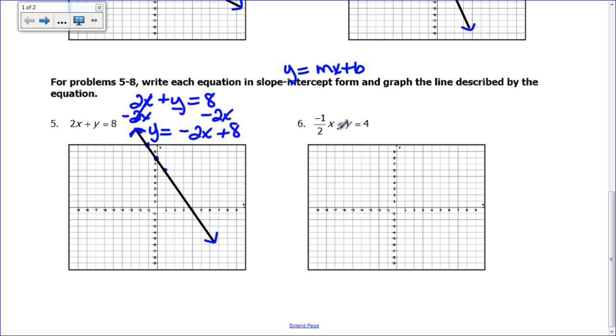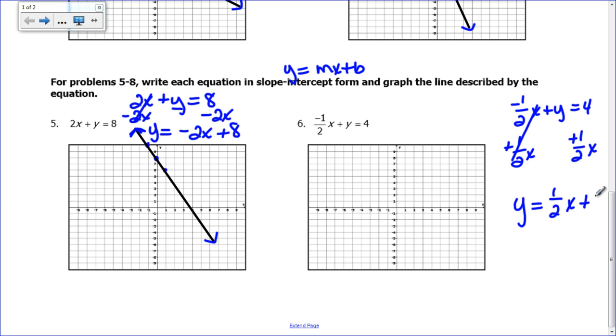So let's try number 6. I want this y by itself, so I am going to do it over here. I have -1/2 x plus y equals 4. Well, I've got to get rid of this -1/2 x. The opposite of -1/2 x is +1/2 x, so I'm going to add it to both sides. So I end up with y equals, I'm going to put the x term first, 1/2 x because it was positive, plus 4.